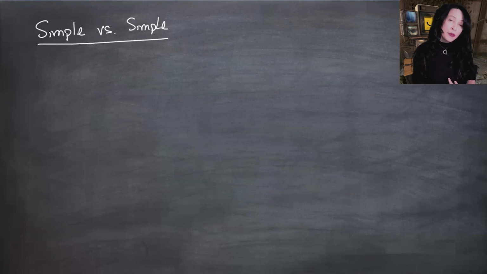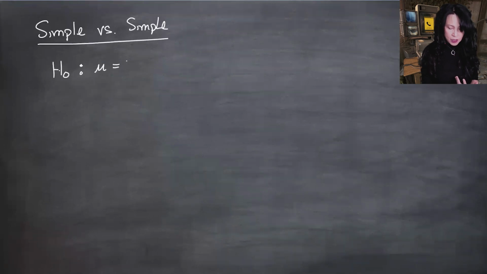So let me try to get just a little more specific. Suppose we are looking at something like, you know what, for most of today, we're going to start with simple versus simple hypotheses. Let me remind you what that means. So simple versus simple. A lot of people think that a simple hypothesis is something that has an equal sign, and that is part of it. So let me be more specific here.